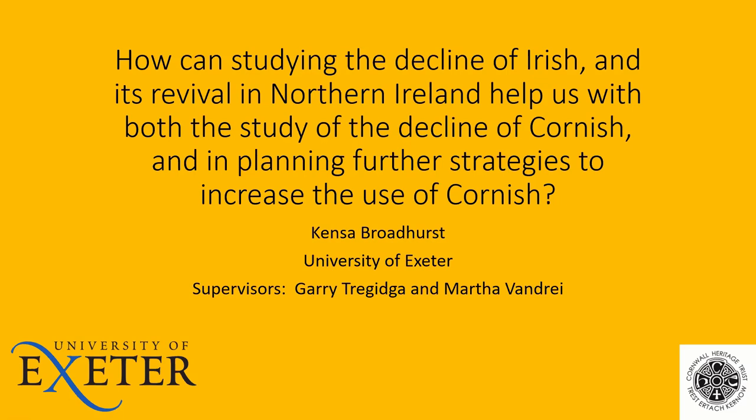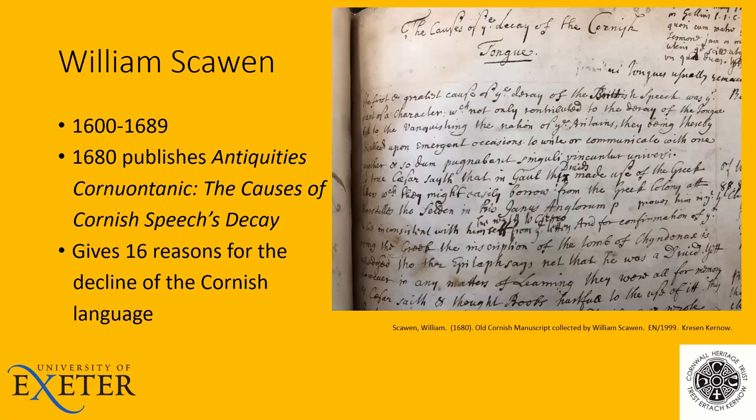Although the Bible was produced in Irish in the 17th century, unlike in Cornish, English became the language of the church, and printing other books in Irish was restricted from the 17th century. William Scawen, in 1680, in The Causes of Cornish Speech's Decay, gave 16 reasons for the decline of the language.